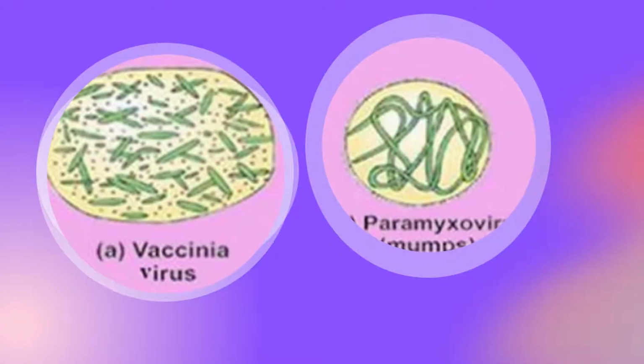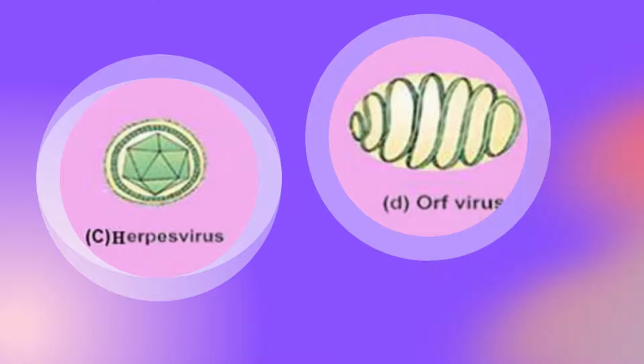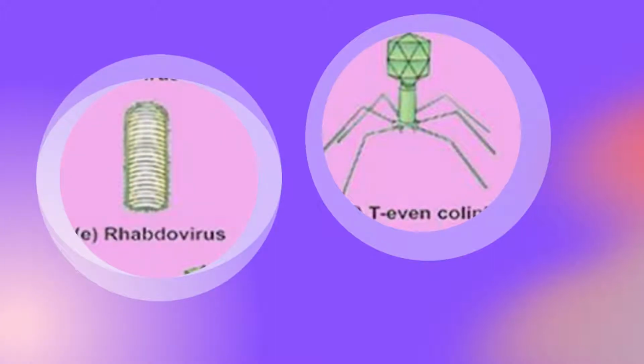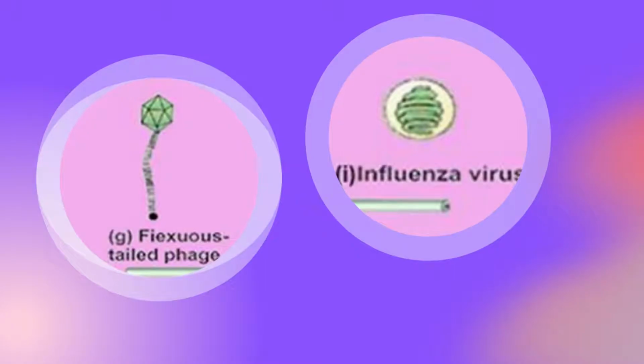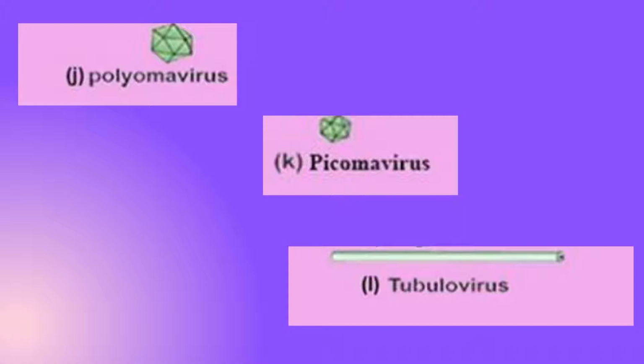Here you can see different types: vaccinia virus, paramyxovirus, herpesvirus. These are different morphological forms or types of viruses.